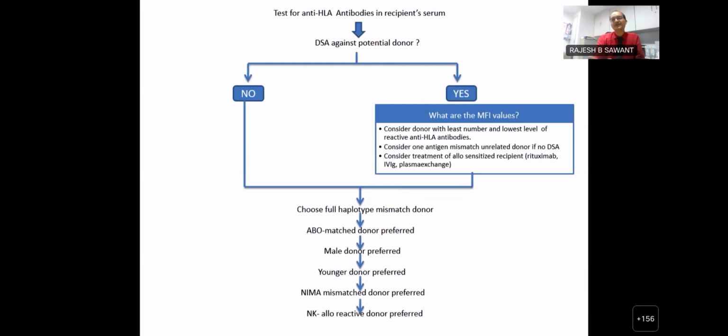And then once you screen your recipient for any donor specific antibodies, look at the MFI values. If the MFI values are negative, that means less than 1000 or so, nothing to worry. Or you do a risk stratification, and accordingly, just before the infusion of the stem cells, you may want to go for a series of therapeutic plasma exchanges, reduce the donor specific antibodies and then infuse the cells, etc.